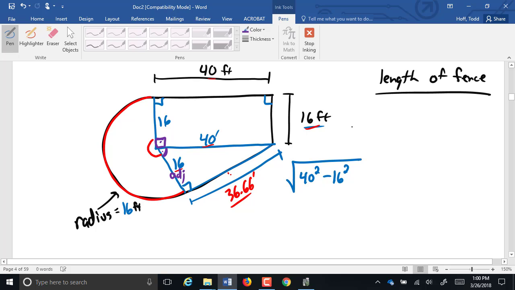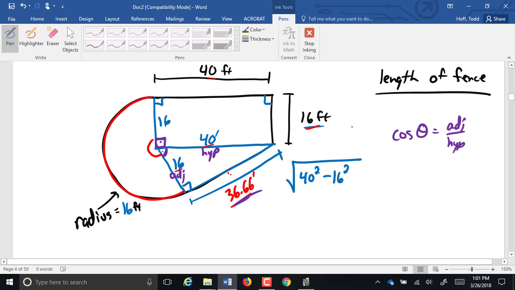Perfect. The adjacent and the hypotenuse I would use. Why don't I want to use the 36.66? It's rounded. Yeah, it's one we calculated and it's rounded. If I can go back to exacts, I want to go back to exacts. So that's going to use cosine, which is adjacent and hypotenuse.